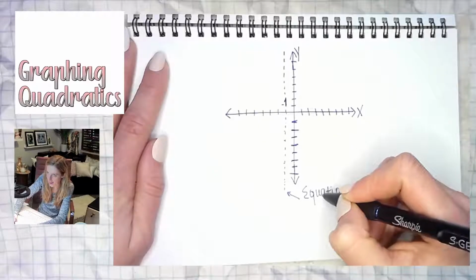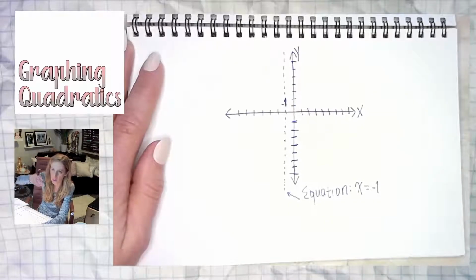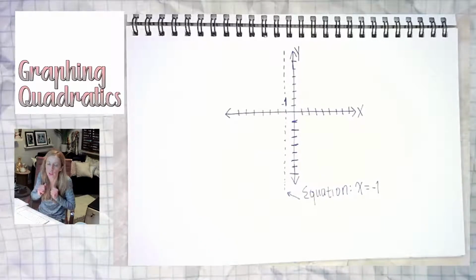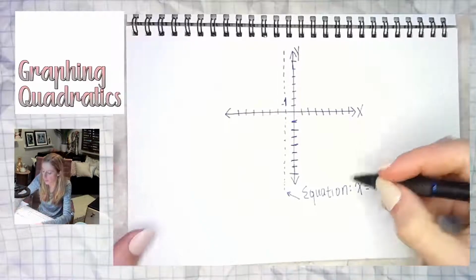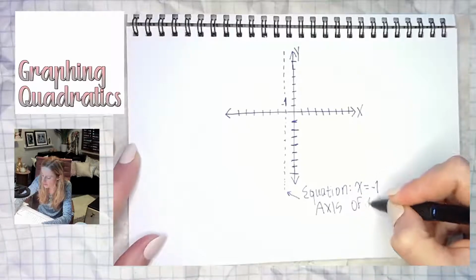We draw it dashed because it's not really on the graph. It's just there as a guide. If you ever trace something out and you use something as a guide, it's not necessarily part of the final product. It was just there to help you draw. If you use a ruler to help you draw a straight line, the ruler comes away and you're left with your drawing on the paper. That is called the axis of symmetry.